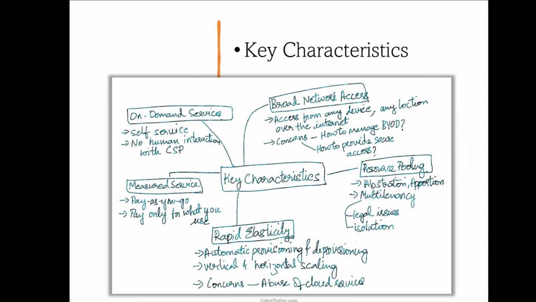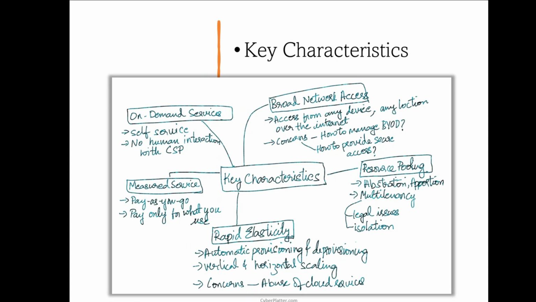The next topic is key characteristics of cloud computing. So let's start with broad network access. Broad network access, what does that mean? So when we read the cloud definition from NIST SP 800-145, right? We saw a term called ubiquitous. That means it is accessible from any device and from any location. That is what broad network access is, and all the services are accessible over the internet.